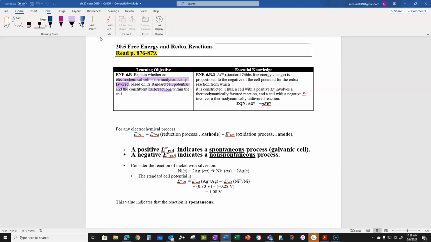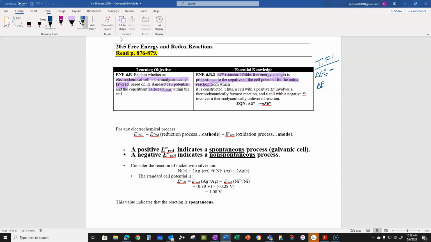So delta G, standard state, Gibbs free energy, that is the only one you could be looking at for spontaneous or not, is proportional to the negative of the E cell for those redox reactions. Okay, so what they're telling you is that this delta G, if it is going to be thermodynamically favored, we already know delta G should be negative. Okay, is proportional to the negative of the cell potential.